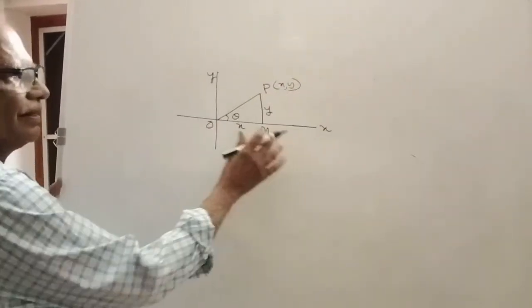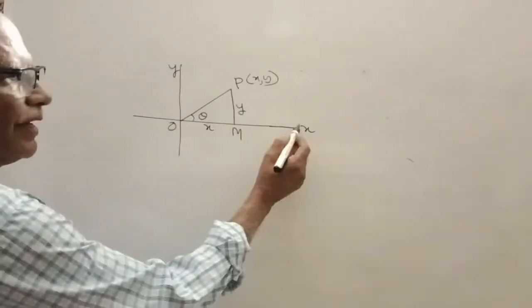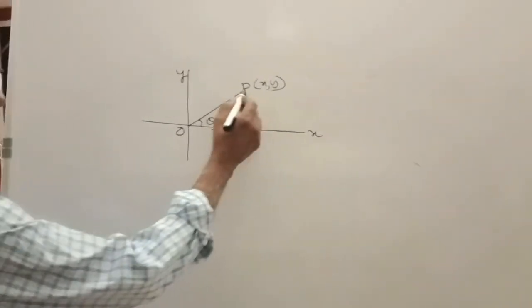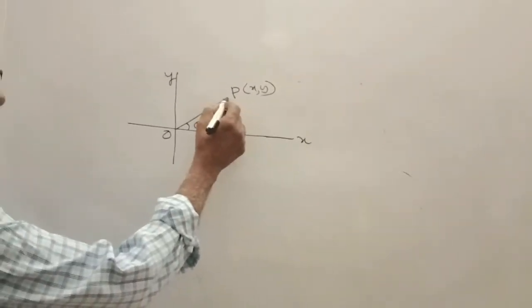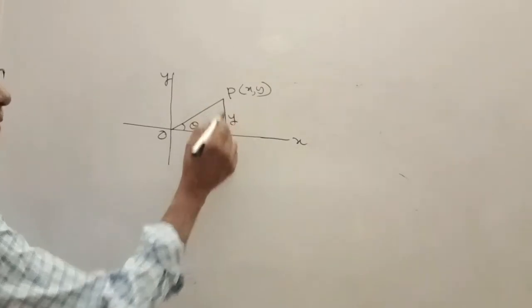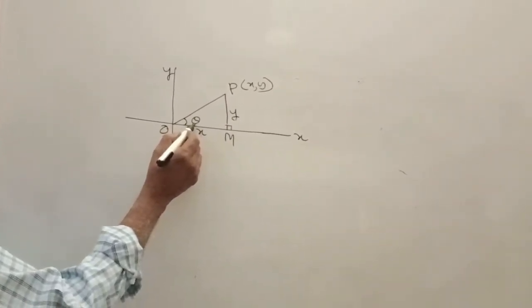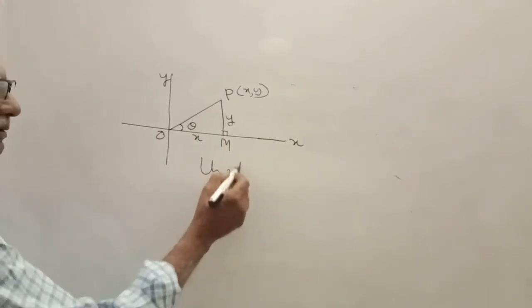In the xy plane, we see O is the origin. OX, OY are the axes. We have P(x, y). We drop a perpendicular PM. Now OM is x, PM is y. This angle is theta. We call it theta.